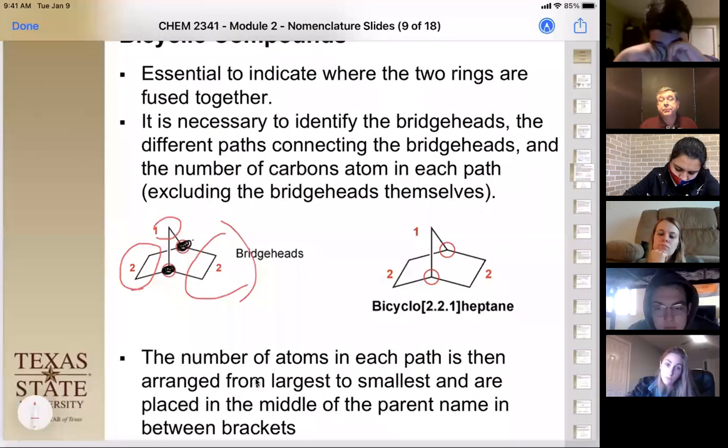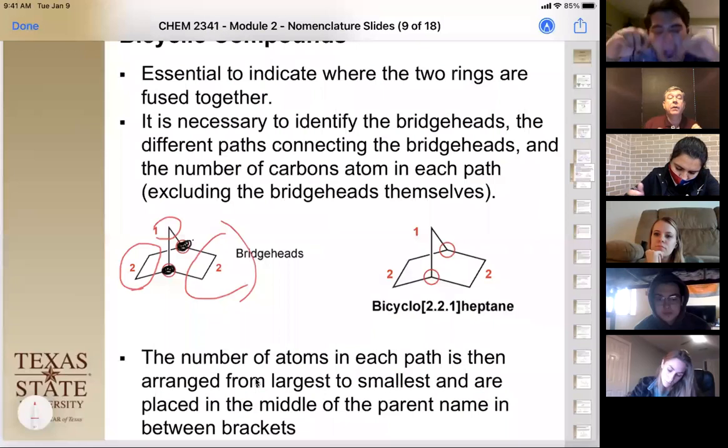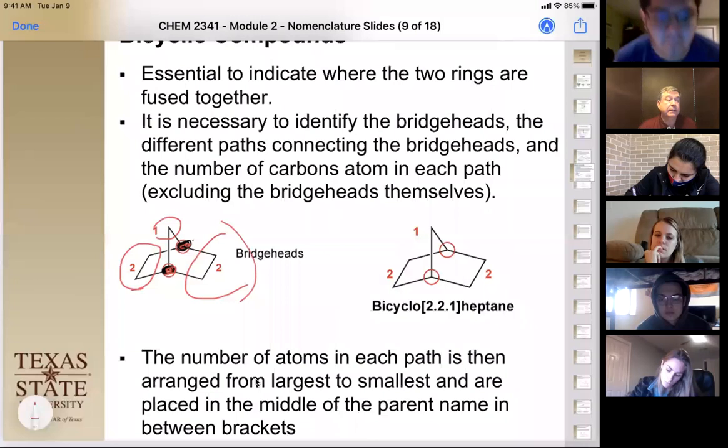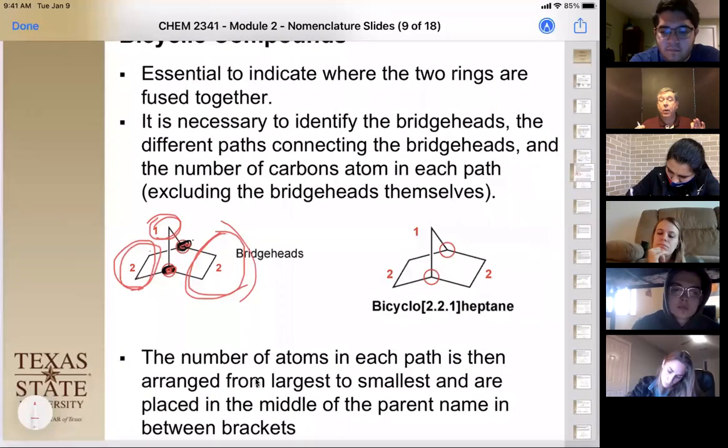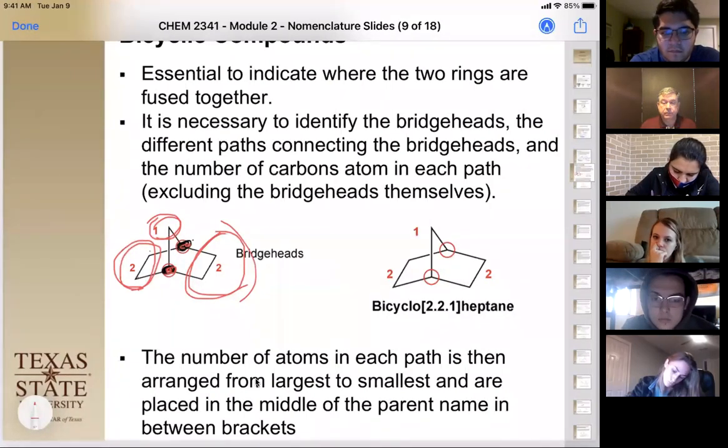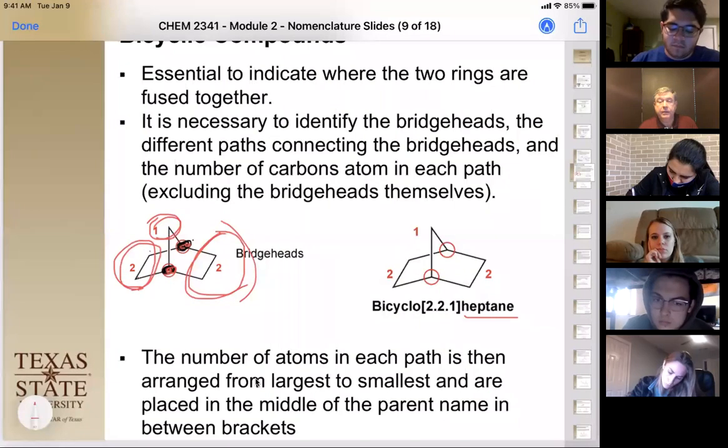Okay, so when we name bicyclo compounds, we look for the number of carbons in each bridge, excluding the ones they're attached to. Okay, so in here we have 2 carbons on this side, we have 2 carbons on this side, and we only have 1 carbon on this side. Notice that that's only 5 of the 7 carbons. Okay, because the 2 carbons that create the fusing are not used, they're counted in the name, heptane, but not in the location of where the bridges are. Okay. So why do we care about that?